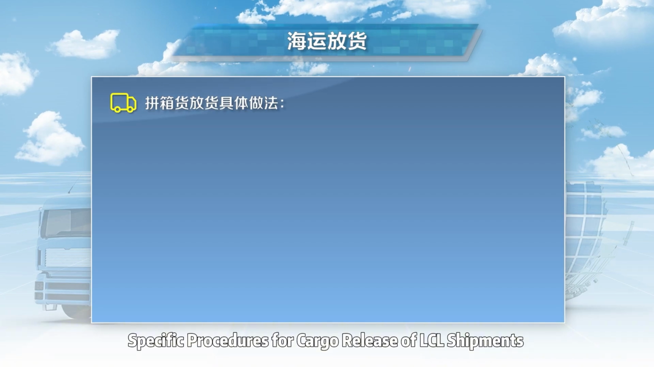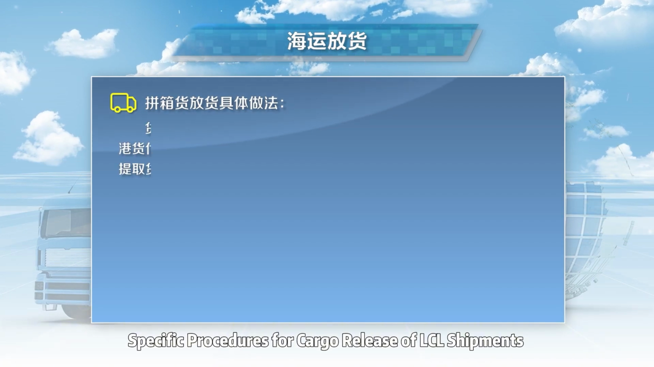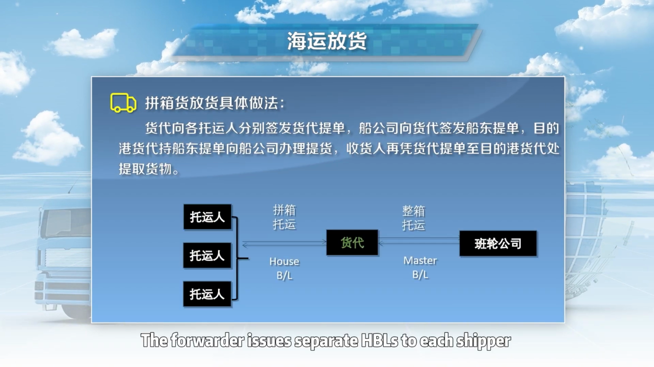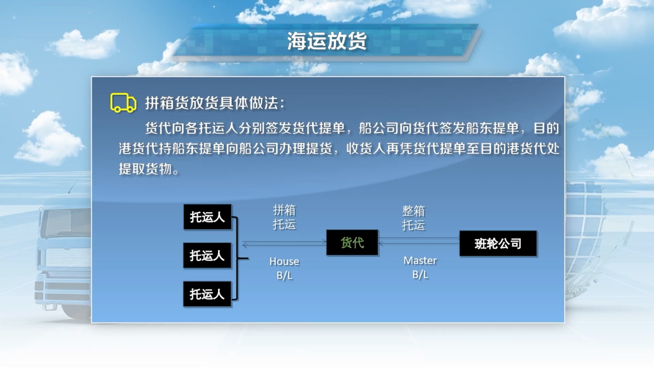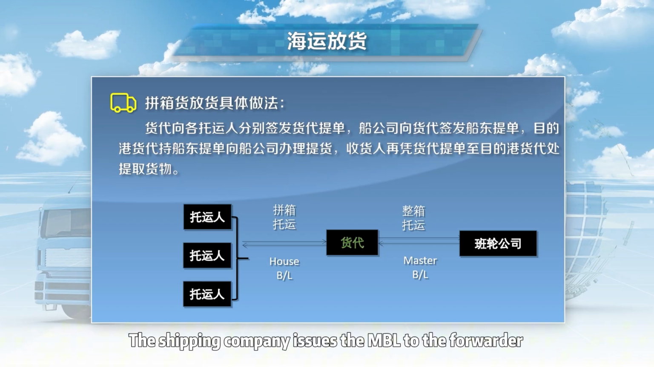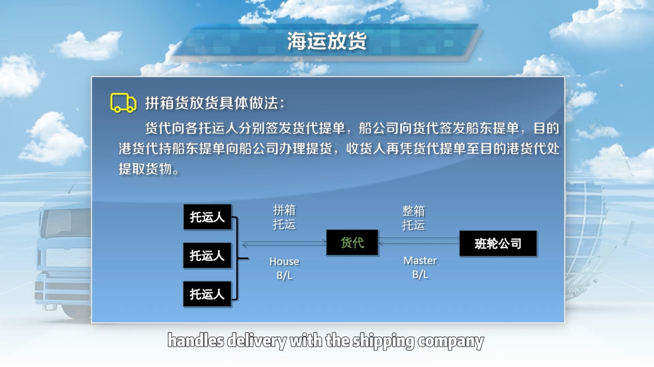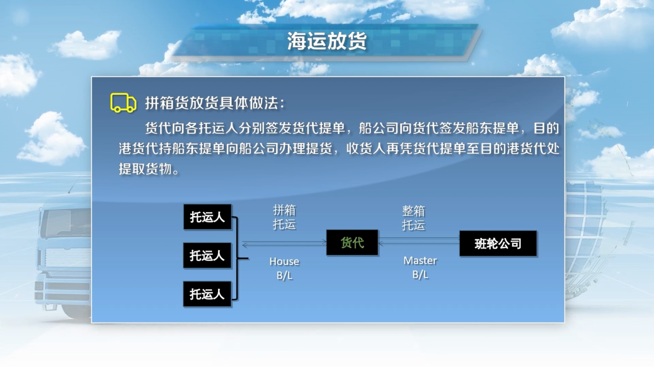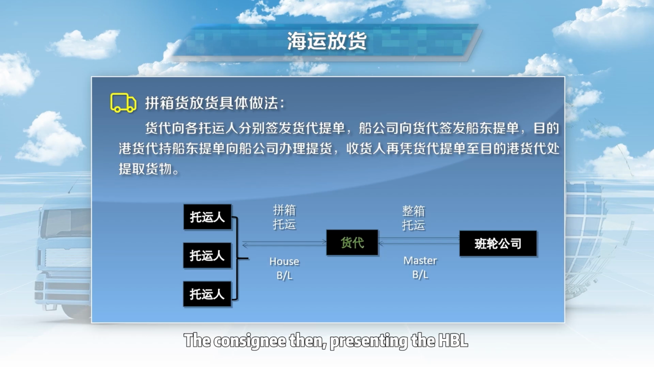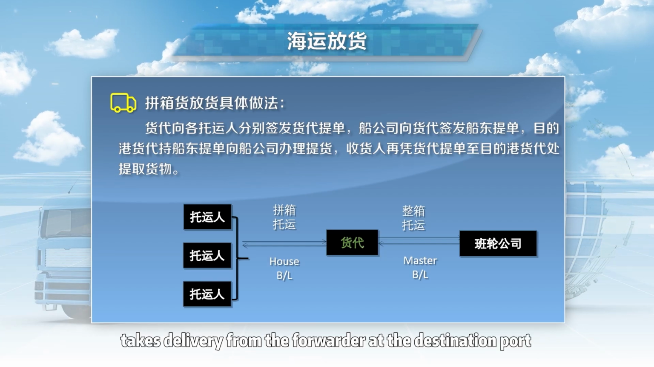Specific procedures for cargo release of LCL shipments. The forwarder issues separate HBLs to each shipper. The shipping company issues the NBL to the forwarder. The forwarder at the destination port holding the NBL handles delivery with the shipping company. The consignee then, presenting the HBL, takes delivery from the forwarder at the destination port.